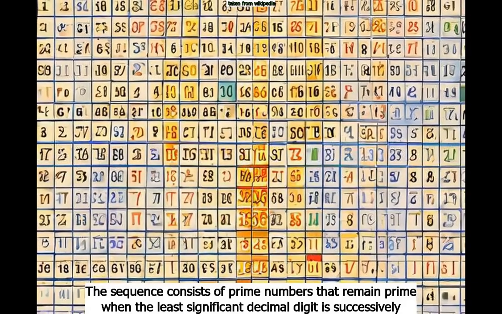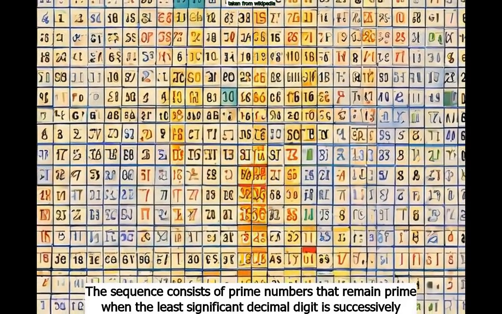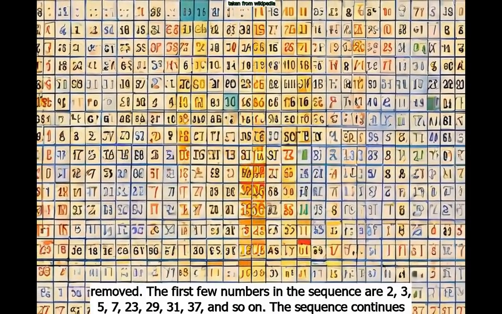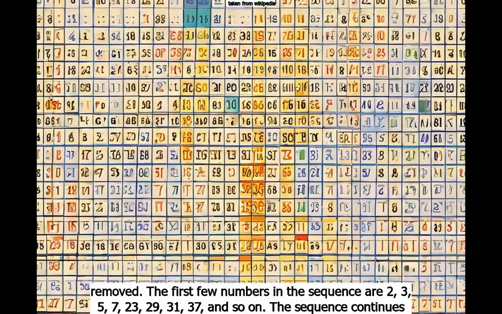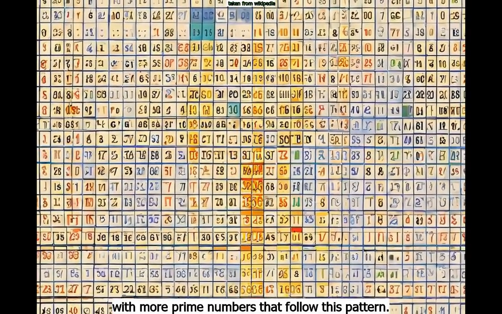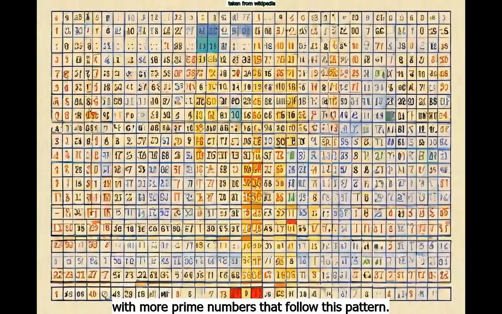The sequence consists of prime numbers that remain prime when the least significant decimal digit is successively removed. The first few numbers in the sequence are 2, 3, 5, 7, 23, 29, 31, 37, and so on. The sequence continues with more prime numbers that follow this pattern.